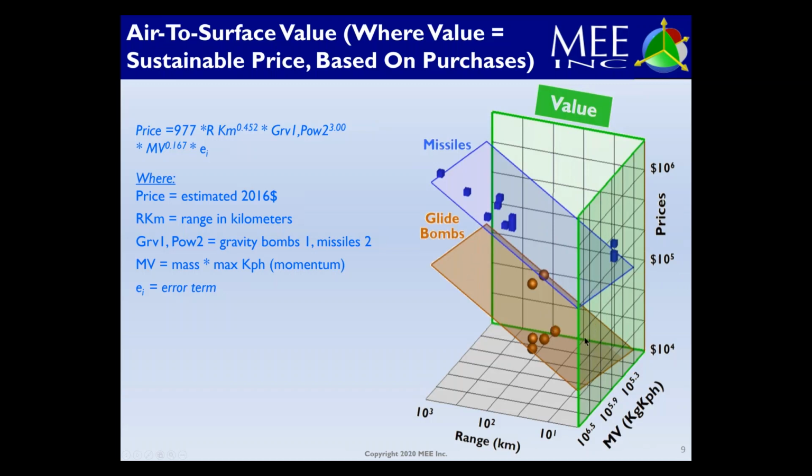And it works out that the glide bombs have their own surface down here. And then 2 to the 3, this is another way to show a dummy variable. We just like to do that. It compresses the Excel file for us. That steps up this plane, and we have this missile response surface here.